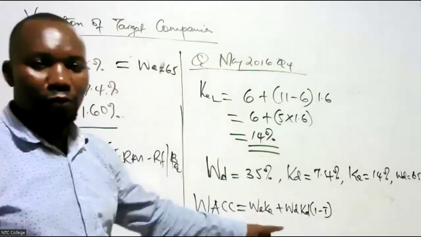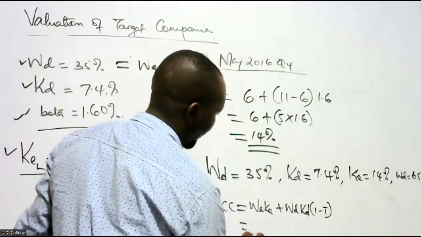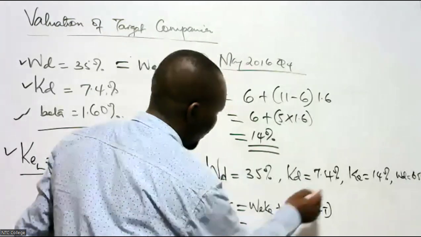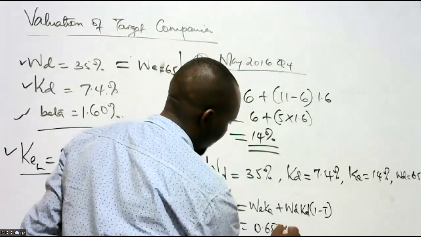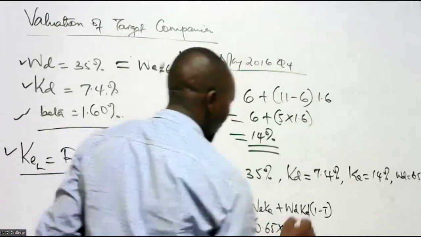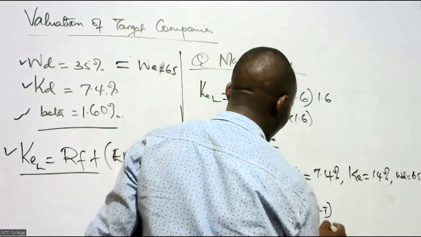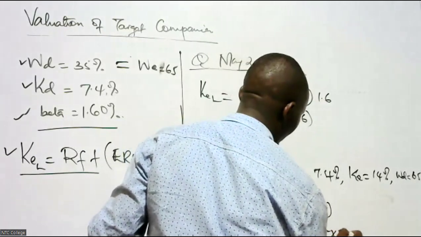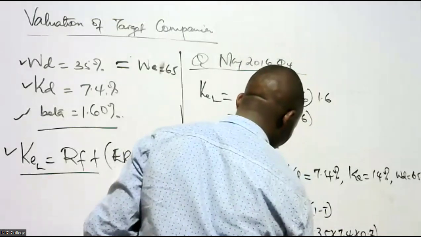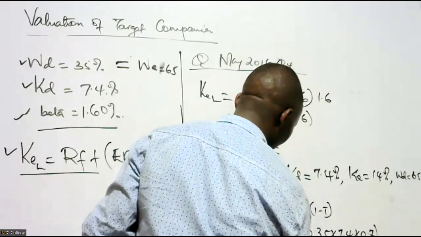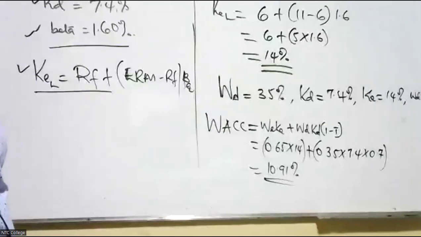What you are given is the cost of debt before tax. So you have to subtract tax. So we have the rate. So that is what we are getting.